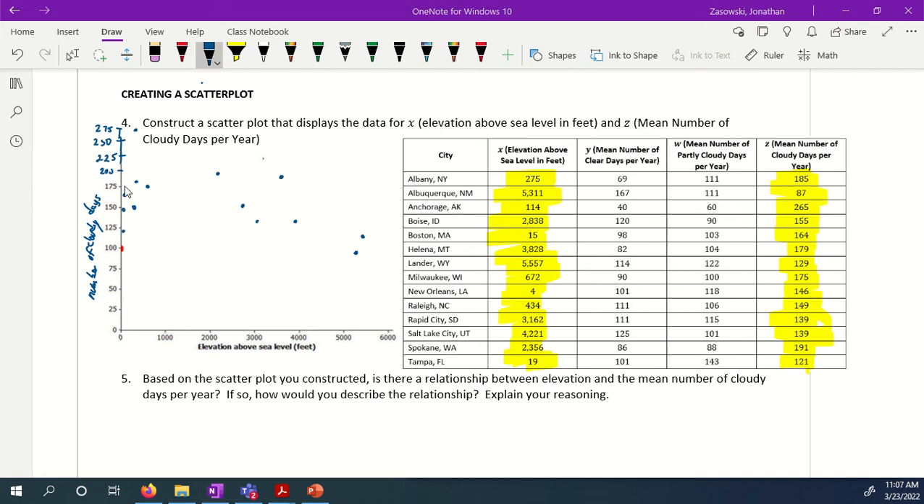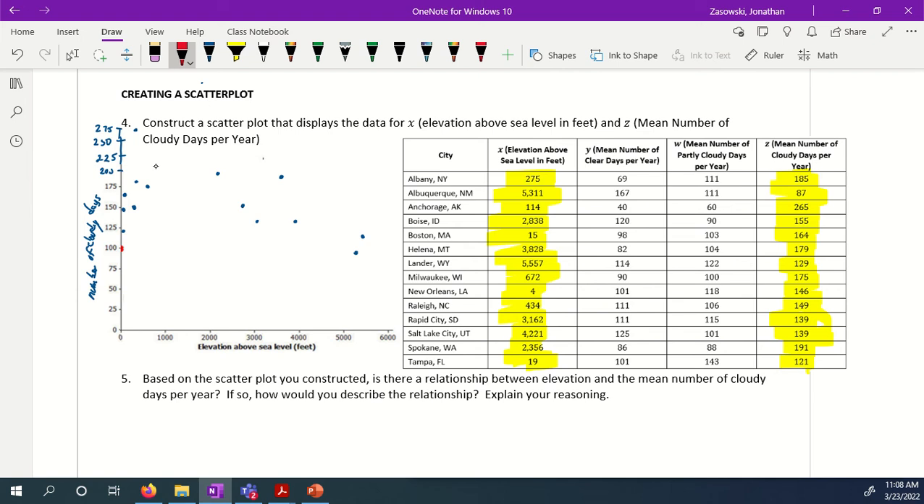All right, we're going to get something that looks like this. And I added some height here since our number of cloudy days actually got all the way up to 265. So I added a little bit of room here, but you can get the idea. This is what our scatter plot's going to look like. And you can see once again, is there a relationship, and how would we describe it?